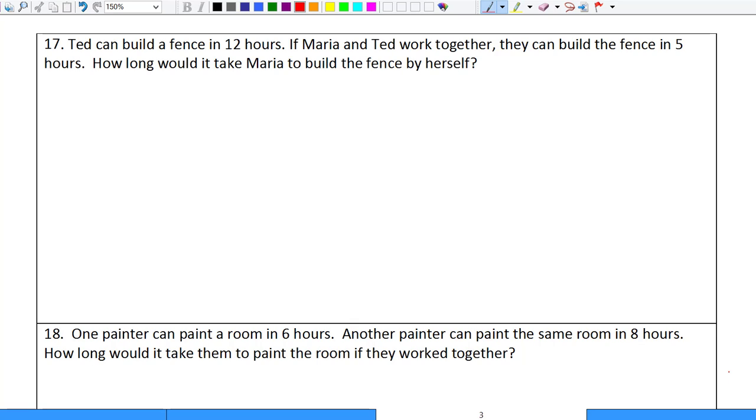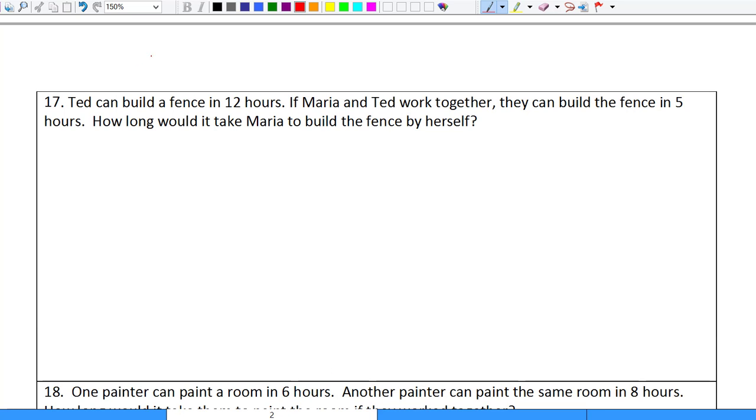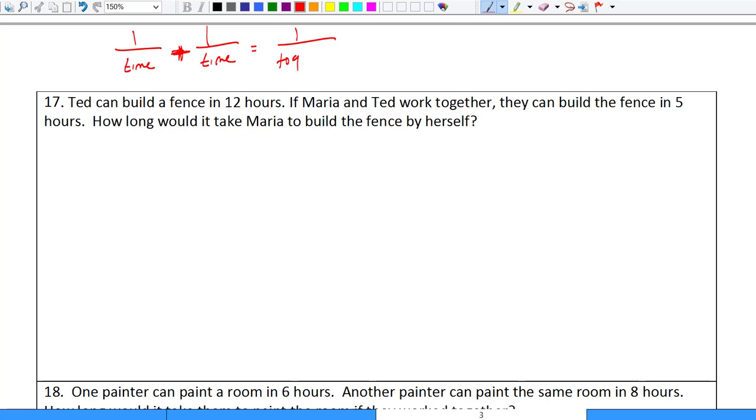Okay, so the next two word problems are both work word problems, where people are working together to do something. So we have a formula for this. As a reminder, that's 1 over the first person's time plus 1 over the second person's time. That's a plus. Equals 1 over the together time.